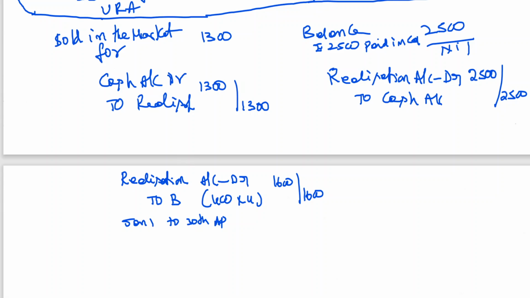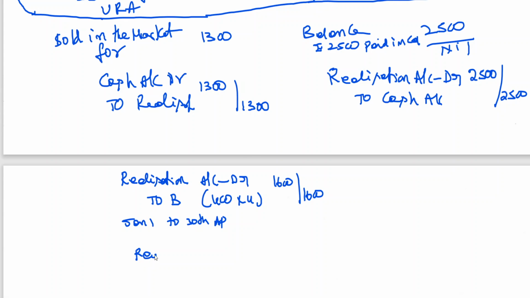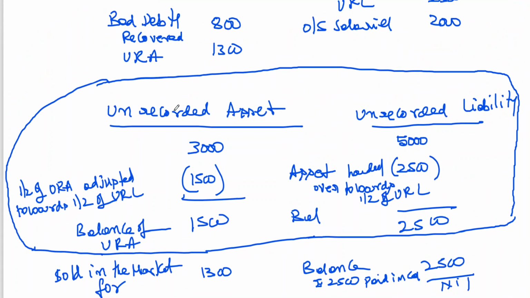Okay. Then next, actual realization expenses amount to 1100, and assume the realization expenses are to be borne by the firm. You know the entry for that: realization account debit to cash account 1100. This is because the firm has agreed to pay the expenses. Now I think everything has been explained.